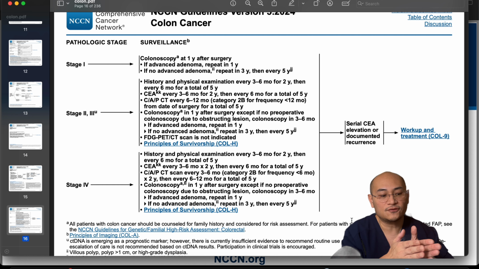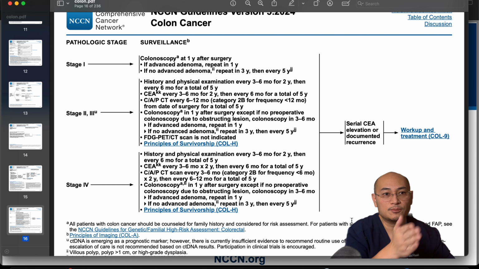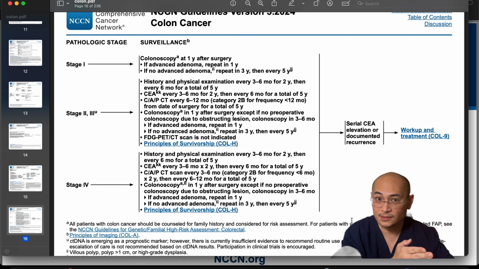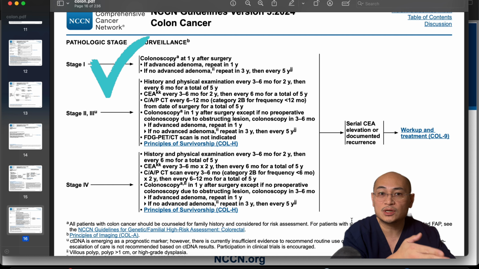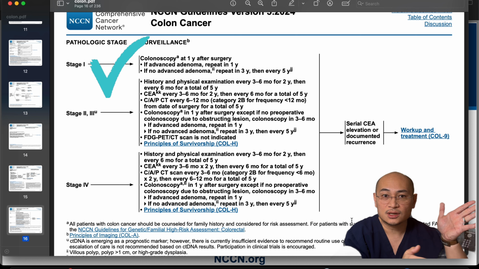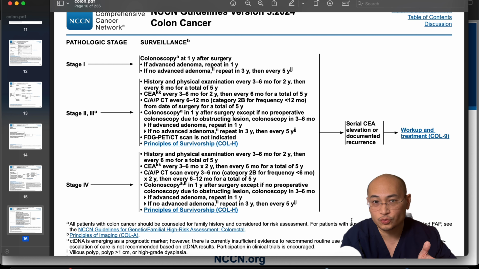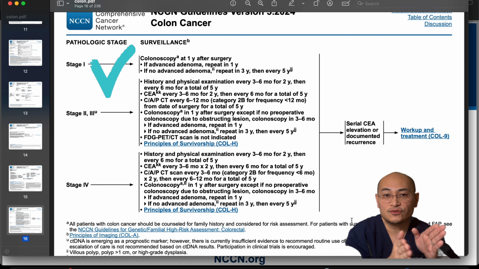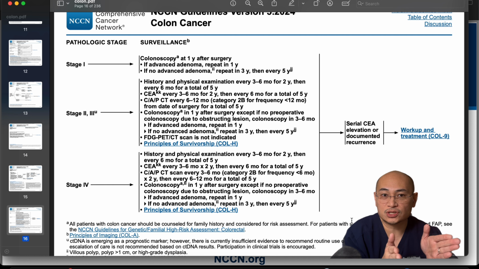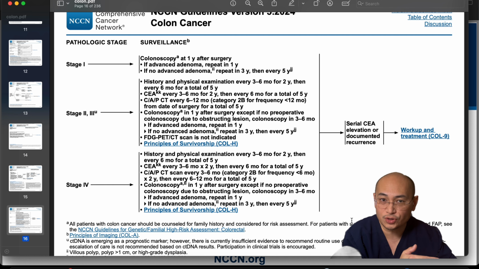After the surgery, if you had surgery and you had a previous colonoscopy which was complete, then your next colonoscopy would be 1 year after the surgery. If it's clean, then it's going to be 3, then 5. However, if you have adenomatous lesions, that interval decreases because that's a precancerous lesion.